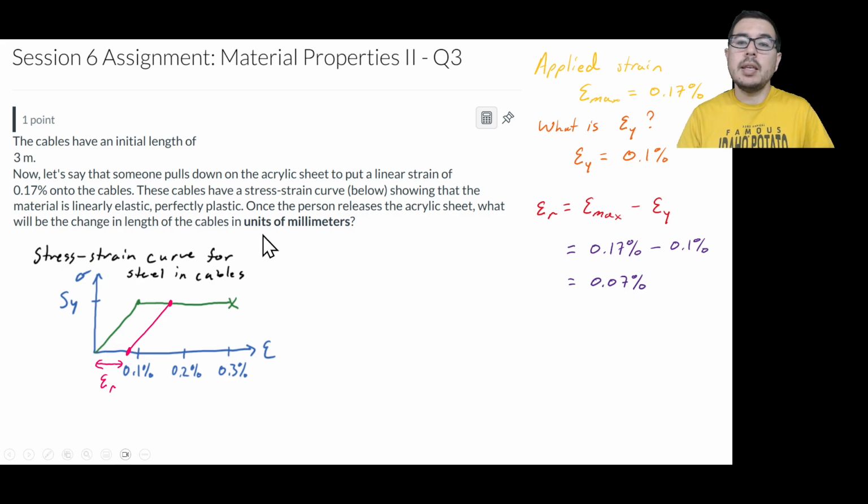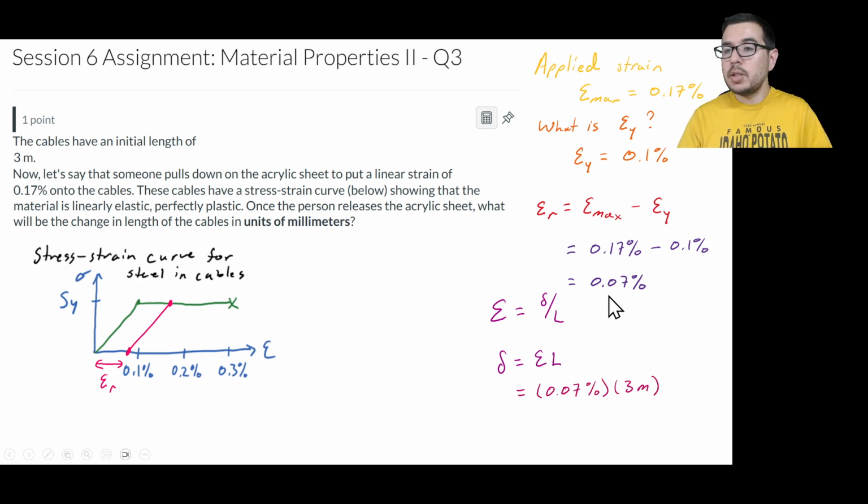The question is asking us to describe the change in length of the cable, or cables, because there are a couple of them here, in units of millimeters. So in that case, we have a strain and we have an initial length of the cable. We can go back to our definition of axial strain, which is delta over L. Rearrange things, the delta is going to be epsilon L. And then we plug in the numbers. We have 0.07%, and we have 3 meters as the length.